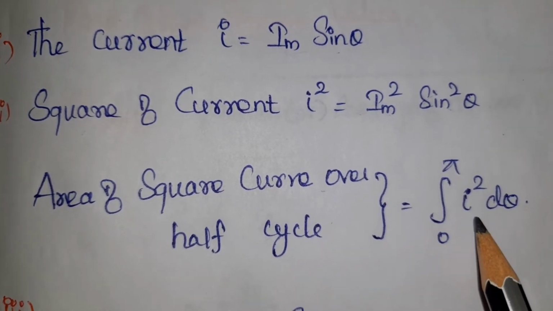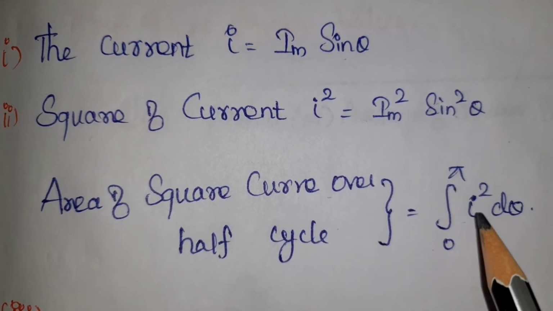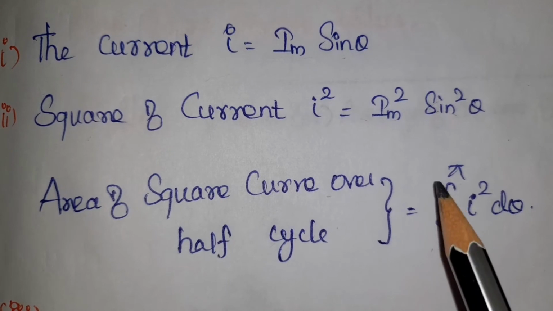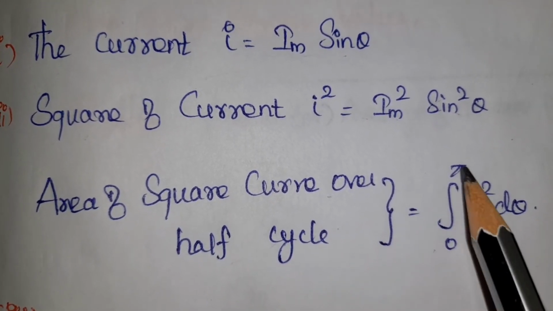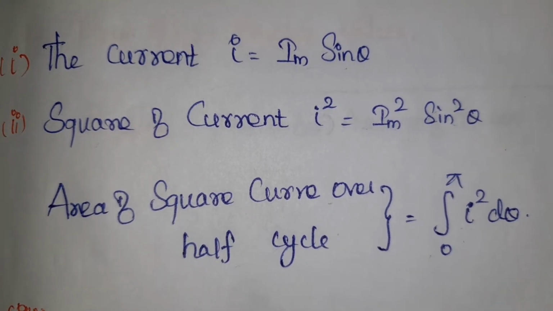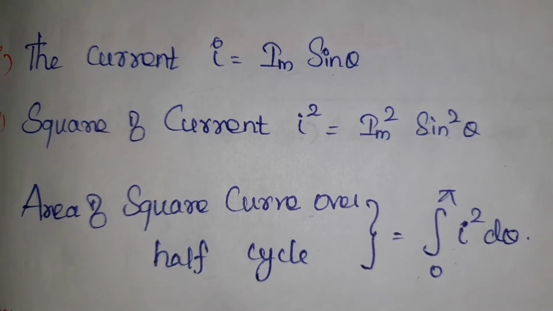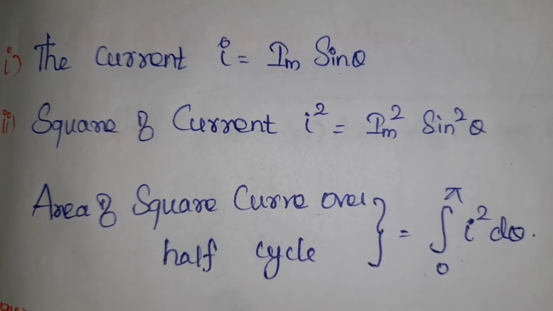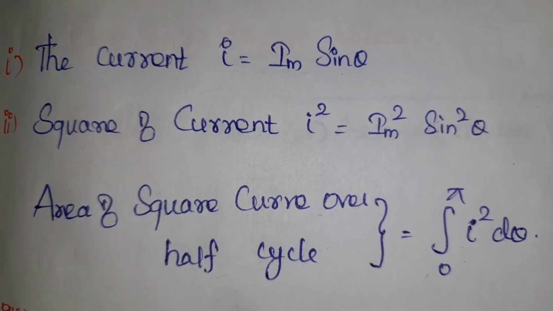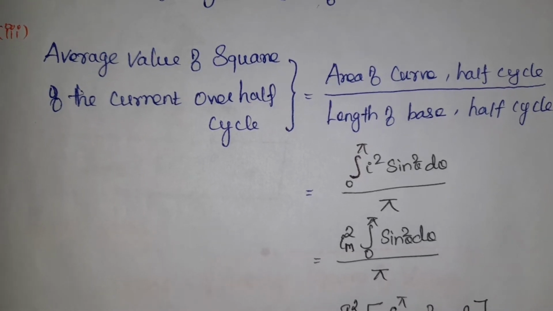Next, the area of the squared curve over a cycle. For the positive cycle, the limit is 0 to pi. It's one cycle, so that is the integral from 0 to pi of I squared d theta. If it is a full cycle, it means 0 to 2 pi. This is the difference between the positive cycle and negative cycle limits.